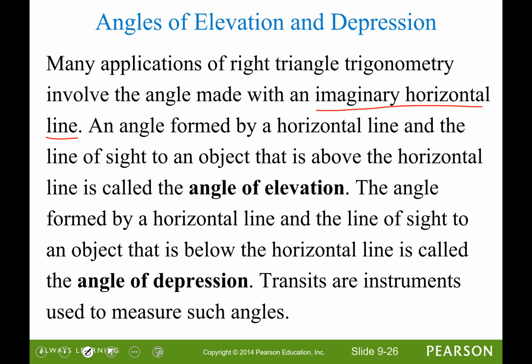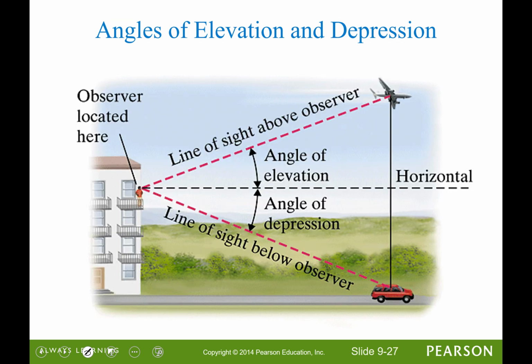Transits are instruments used to measure such angles, and they're going to help us here. All right, angles of elevation and depression. Let's pretend this is you, and you have that line of sight, that horizontal imaginary line. If you look up at an airplane, then this angle that you've created is an angle of elevation. And if you look down, say at a car, then this angle that you've created is an angle of depression.